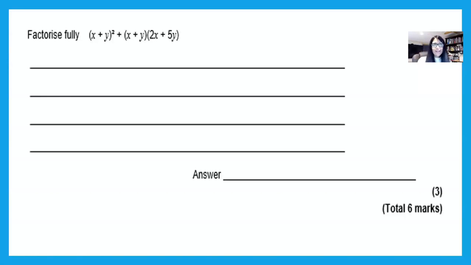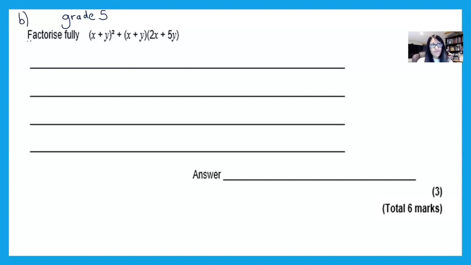Hello, hello. Right, so I wanted to go through this question that I was doing with a group of students last night. And it's a tricky question, and we came up with different answers. So this is a grade 5 question, and it's worth 3 marks. And you can see it's a 6 marker in total because this was part B of the question.